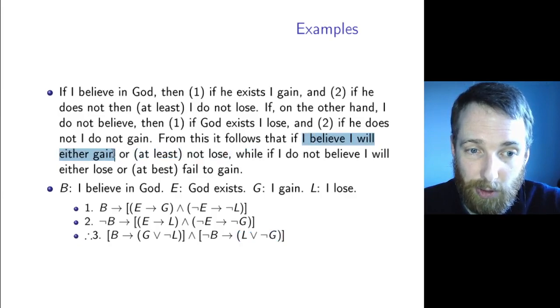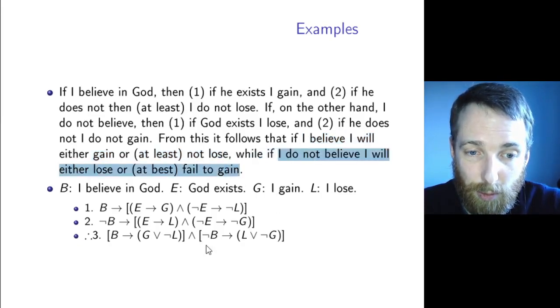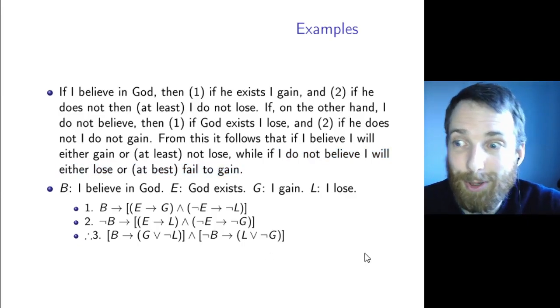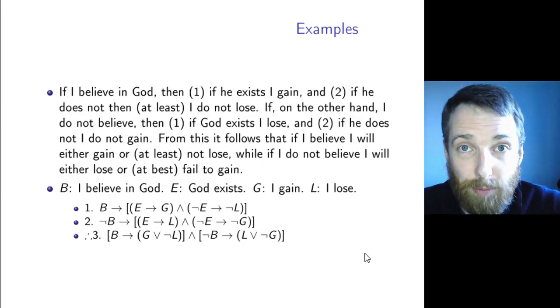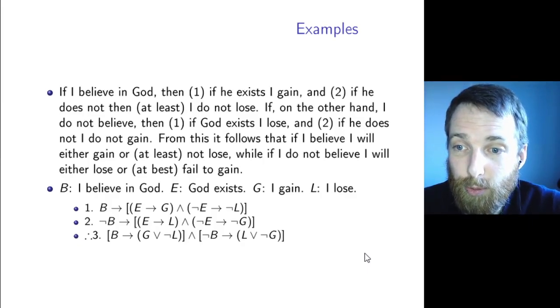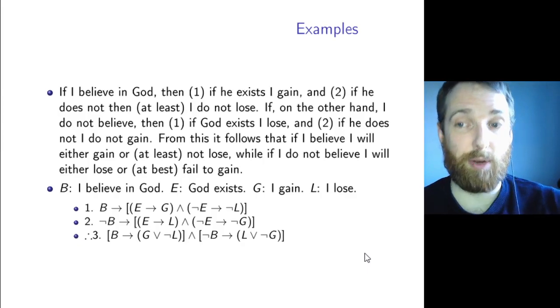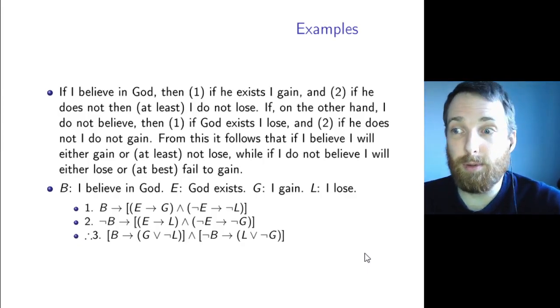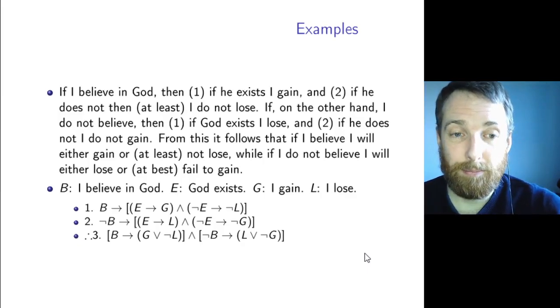If I believe, I will either gain or not lose. If I believe, I will gain or not lose. While if I don't believe, I will either lose or fail to gain. Okay, so now we have to do a truth table. We have 1, 2, 3, 4 atomic sentences. So we are going to have 2 to the power of 4. 2 times 2 times 2 times 2, 16 lines.